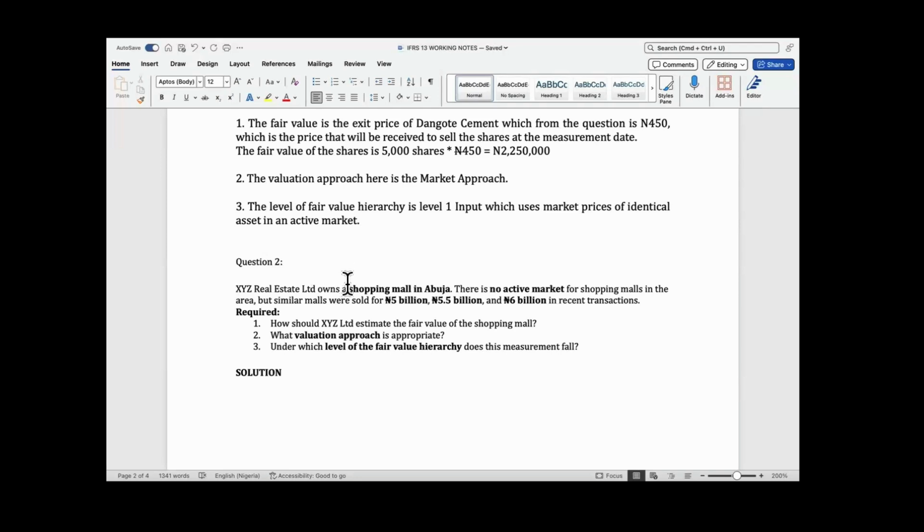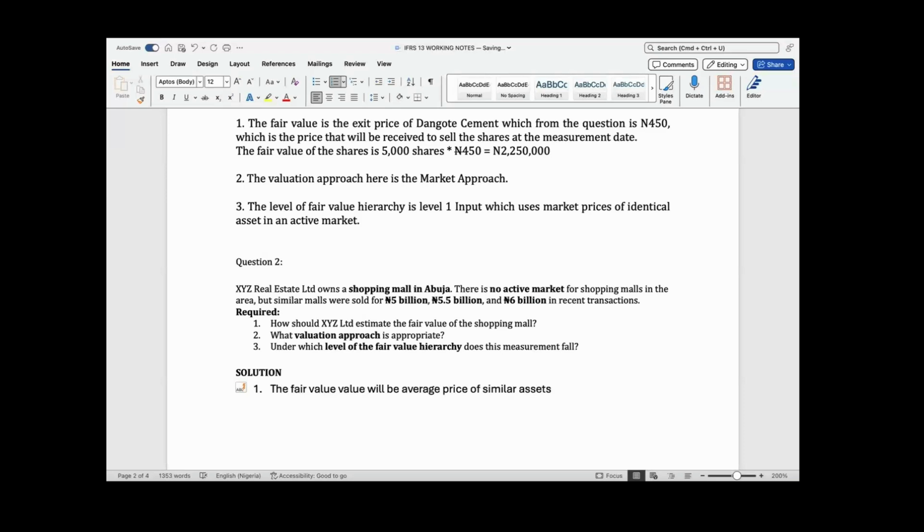Now, the asset we want to measure is a shopping mall. We're told clearly that there is no active market, but similar assets were sold for these prices in recent transactions. So here, the fair value would be the average price of similar assets.